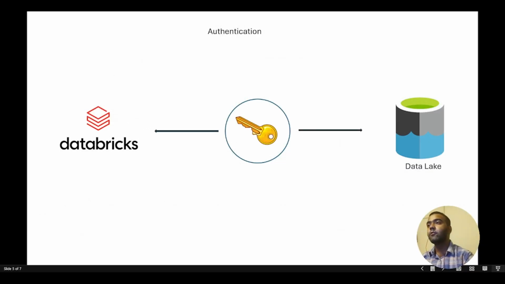Now, before we connect Databricks to Data Lake, we need an authentication. So what is an authentication? It is basically a permission to read or write data in the data lake. And for that, we'll create an app registration in Azure Entra ID. So let's see how we give Databricks the permission to write and read data from the data lake.